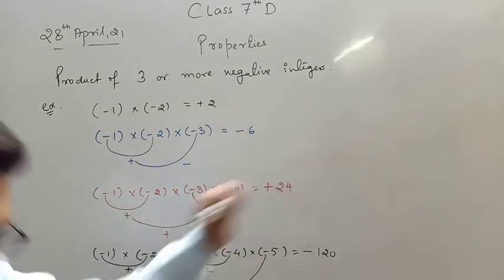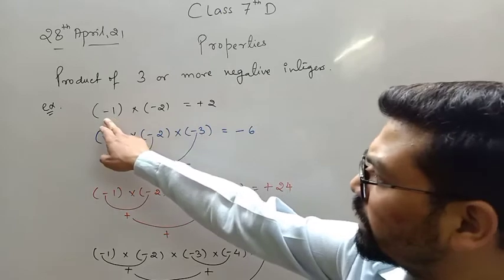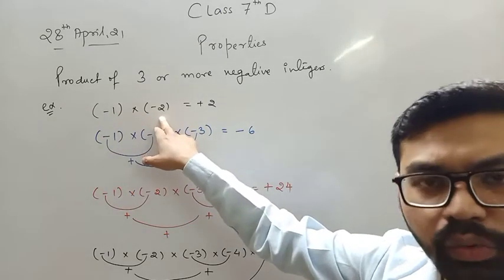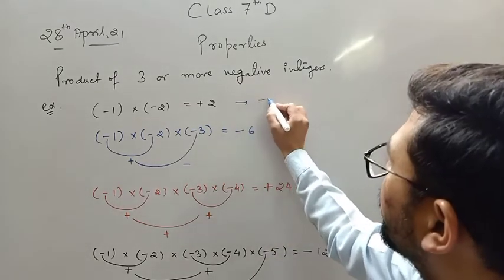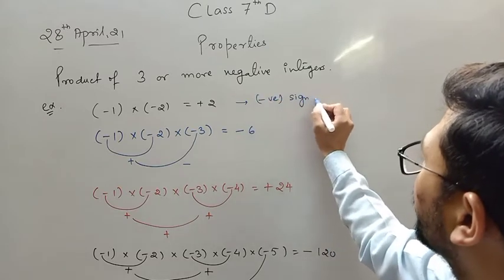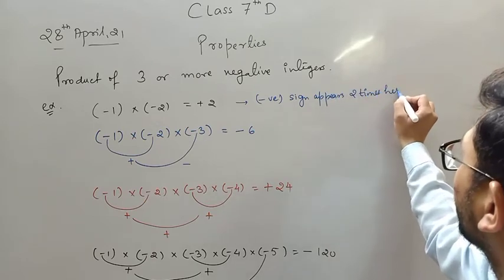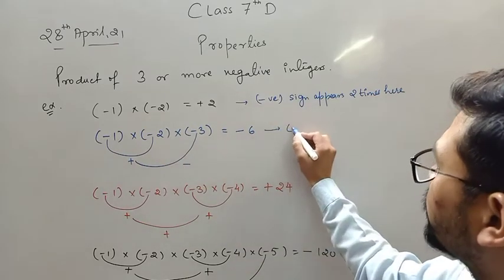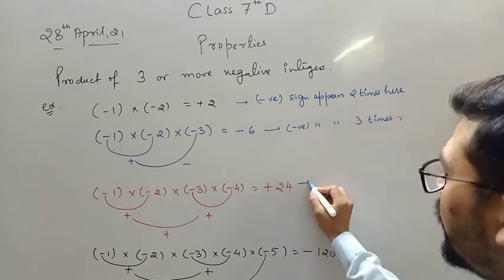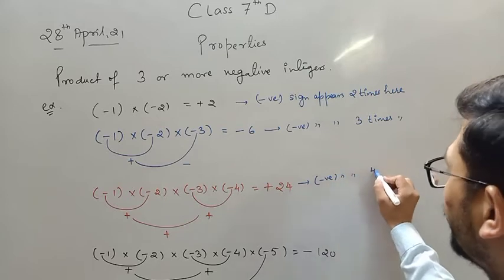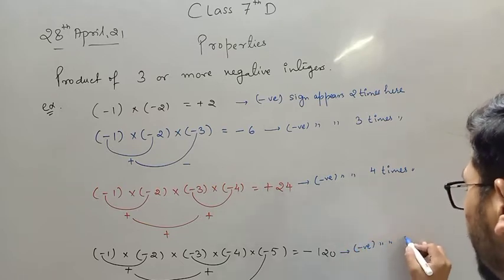So I'll give you one observation here. I can write that the minus sign is appearing 2 times here, negative sign appears 3 times here, negative sign appears 4 times here, and negative sign appears 5 times here.